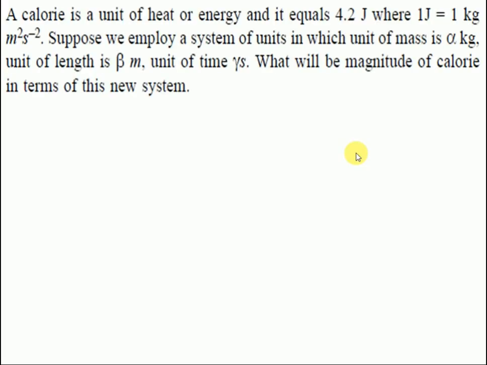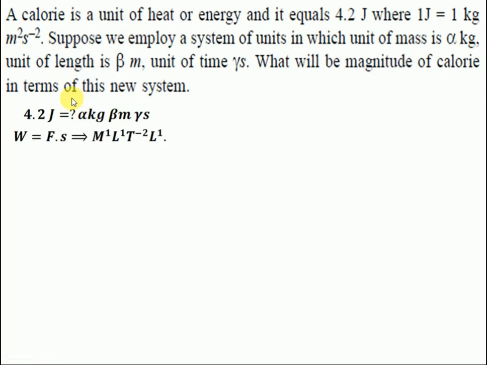Now let us take another example. So in this question, it is asking 1 calorie is equal to 4.2 joules, and you have to convert this 4.2 joules into new unit system which is having alpha kg, beta meter, and gamma second. So I have to find 4.2 joule is equal to something alpha kg, beta meter, and gamma second. So I have to find this numerical value.